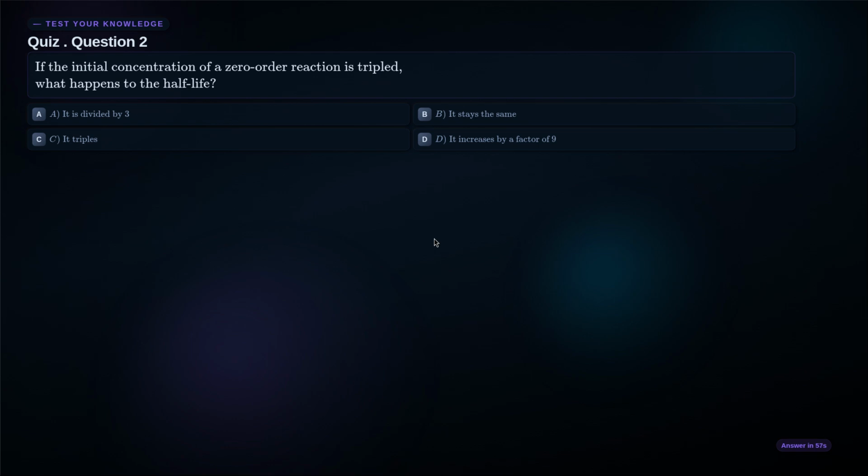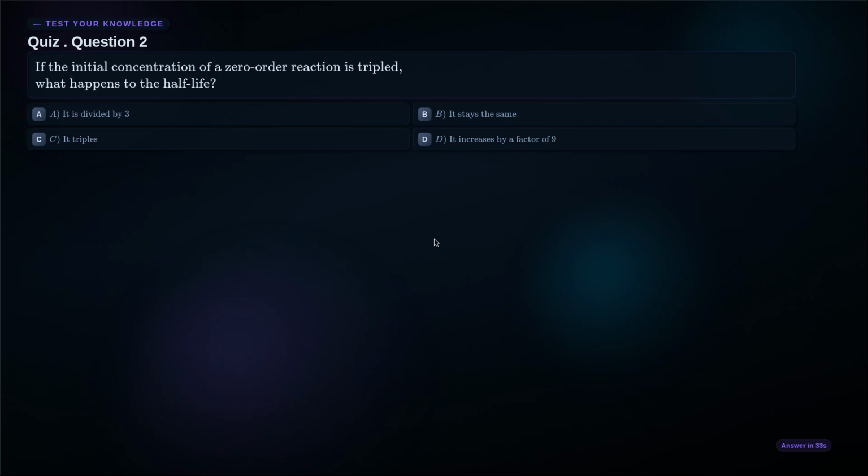Quiz question 2. If the initial concentration of a zero-order reaction is tripled, what happens to the half-life? Option A, it is divided by 3. Option B, it stays the same. Option C, it triples. Option D, it increases by a factor of 9. The correct answer is C, it triples.